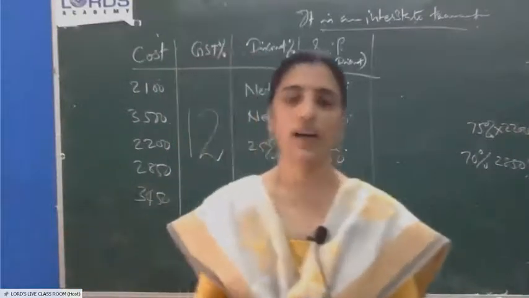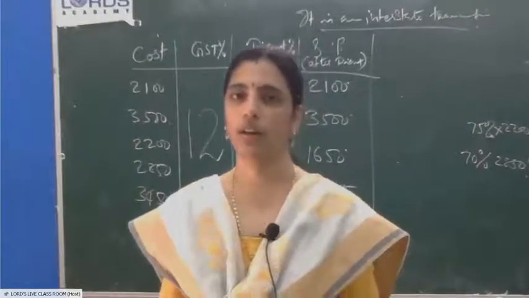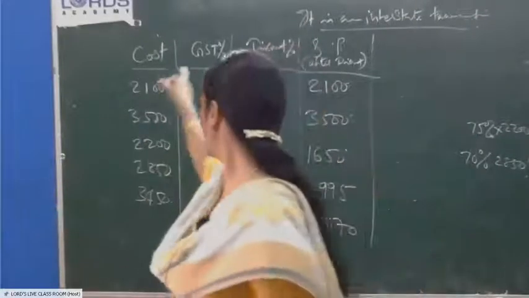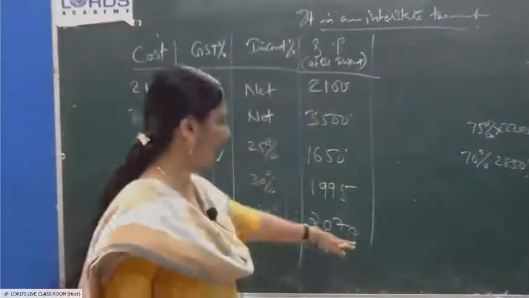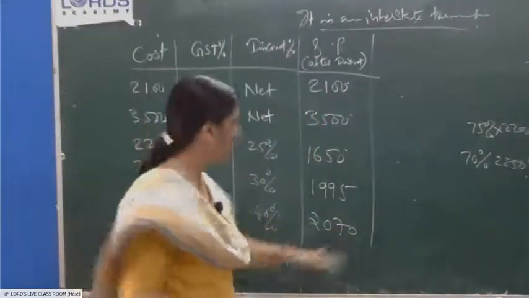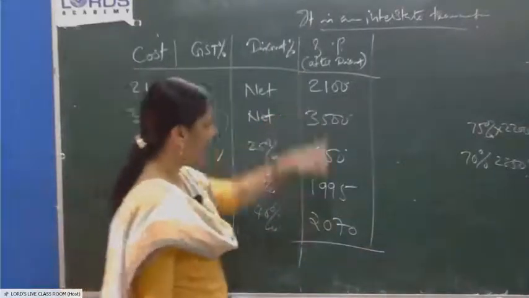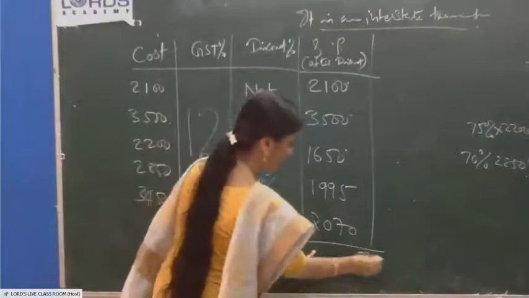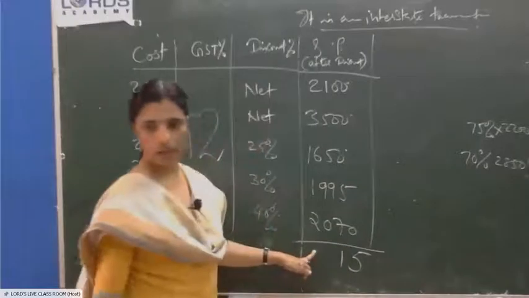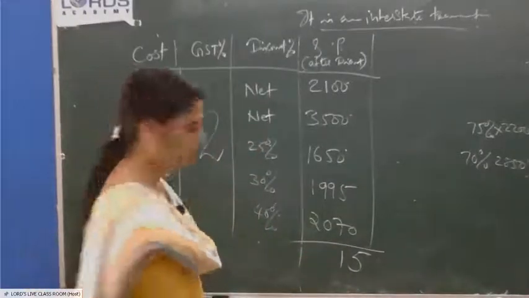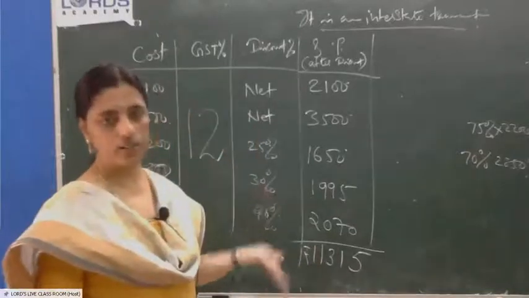Now, the other column we don't want. See, GST column we don't want, because GST I told is unique, 12% for all. So we can add up. We will add this amount since here GST rates are same. So add up these things. Yes, 11,315. This is the total sale price.